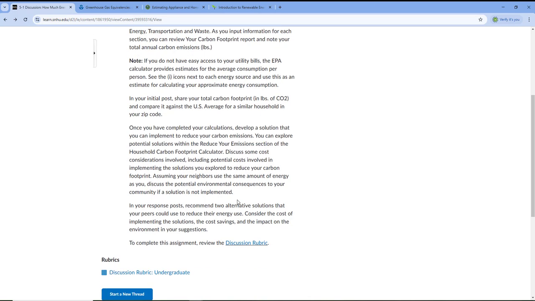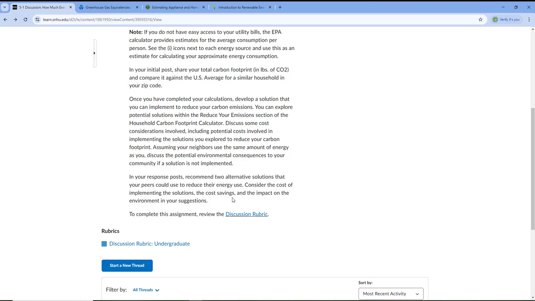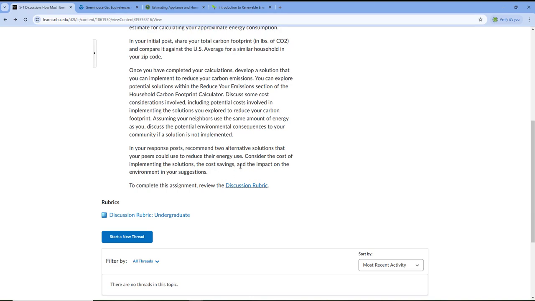And then for your response posts, you have 2 response posts, and in your 2 response posts, you're going to recommend 2 alternative solutions that your peers could use to reduce their energy. So these should be different, okay? If I read one of your response posts, you'll have 2 alternative solutions to their post. And if I read another response post from you, 2 different solutions, okay? So you're not just repeating the same post twice.